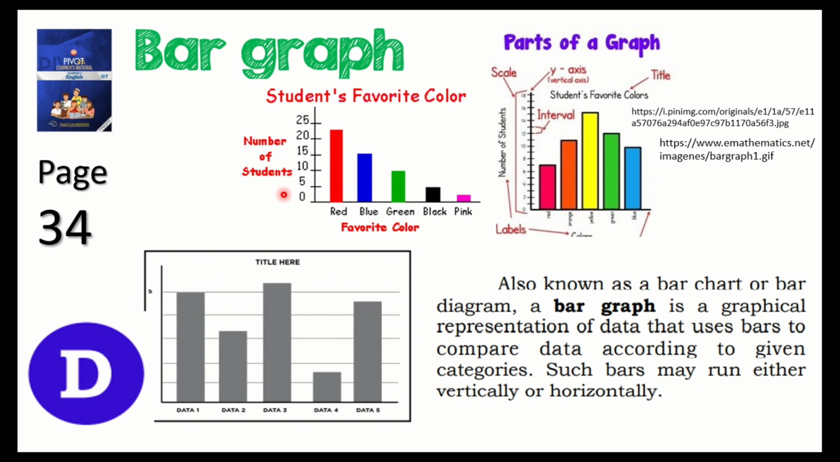Just like what you read, a bar graph is a graphical representation of data that uses bars to compare data according to given categories. Such bars may run either vertically or horizontally. Here are some of the examples. Students' favorite color. We have here the number of students and the respective favorite color.